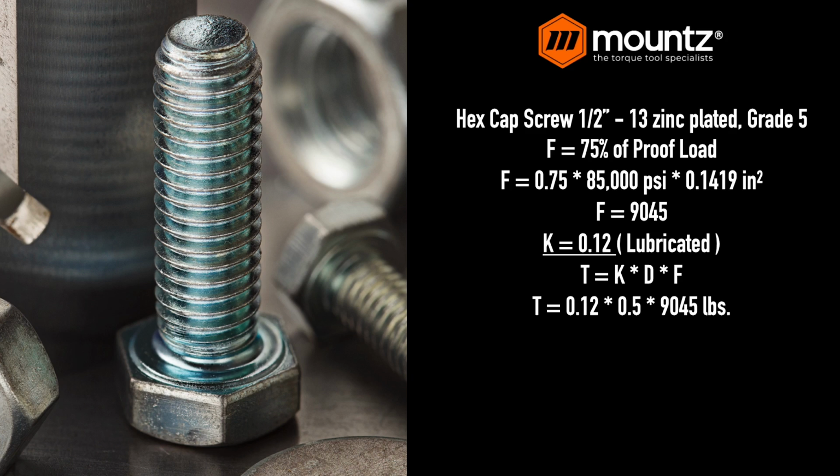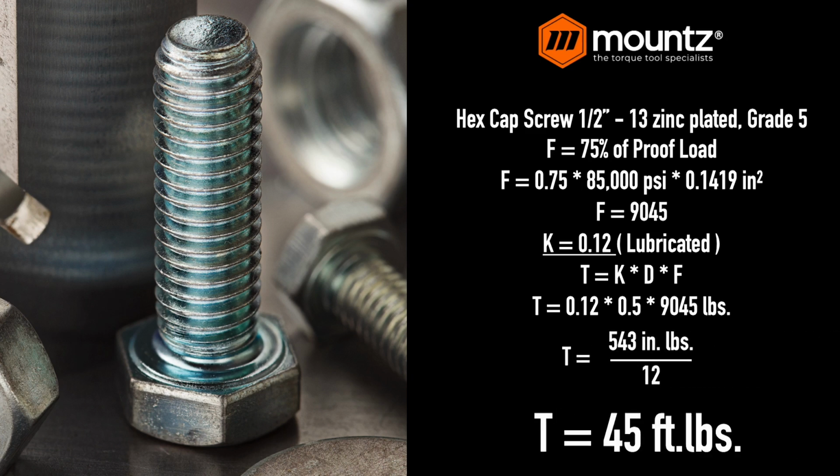But the only thing is it comes pre-lubricated, so it has a K-nut factor of 0.12. So if we do the calculations at this point, we are looking at a torque value of 543 inch-pounds, and we divide that by 12, and we get 45 foot-pounds.